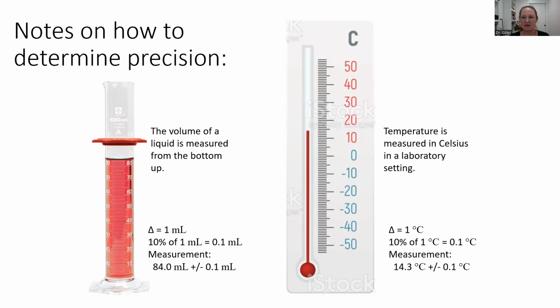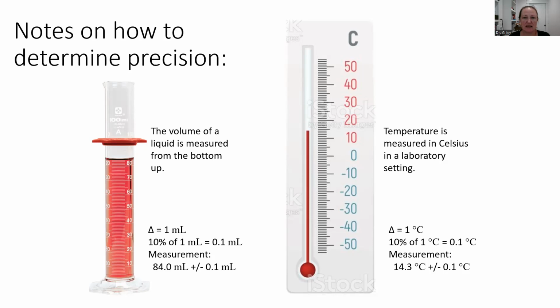We can see every 1 milliliter, but there's also space in between those hash marks, and so we estimate in that space. So it's above the 84, and it really almost looks like it's exactly at 84, then you would write 84.0 milliliters.